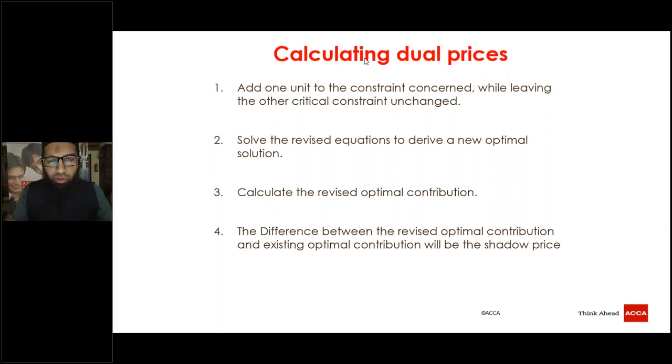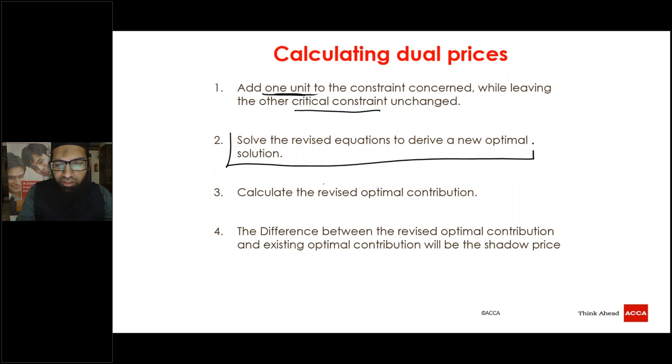So first of all, to calculate the shadow price or the dual price, you will add 1 unit to the constraint while leaving the other critical constraint unchanged. For example, if you are calculating the shadow price of labor, you will add 1 unit, 1 hour of labor, but you will not change the other critical limiting factor. Now you solve the revised equation.